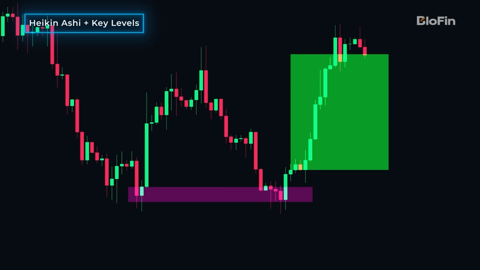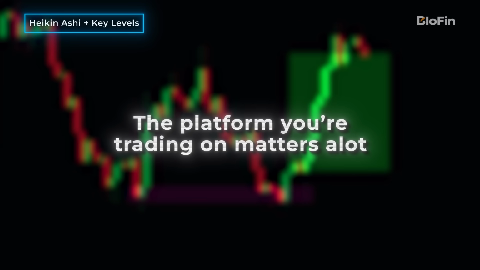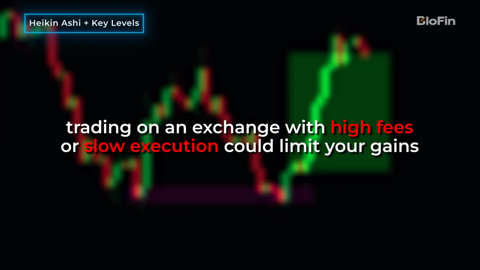But when using strategies like this, the platform you're trading on also matters a lot. Trading on an exchange with high fees or slow execution could potentially limit your gains.